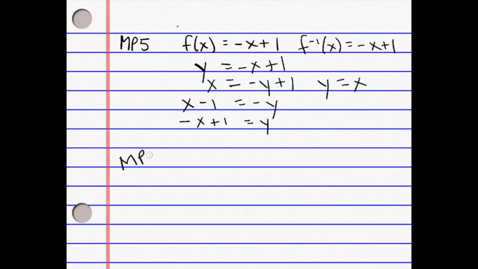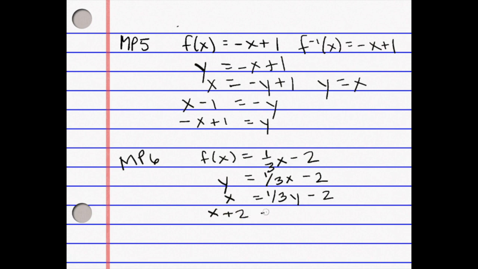One more, monitoring progress 6. F of x equals 1/3 x minus 2. Replace f of x with y. Now switch the x and y's. X equals 1/3 y minus 2. Now let's use our algebra 1 skills. It's going to be x plus 2. Remember, add 2 to both sides is 1/3 y.